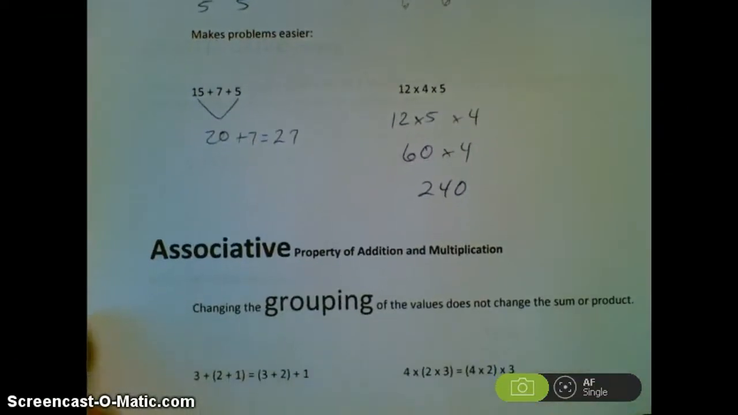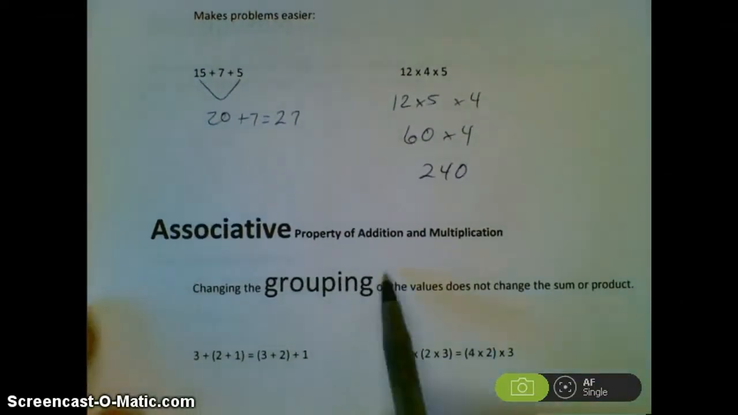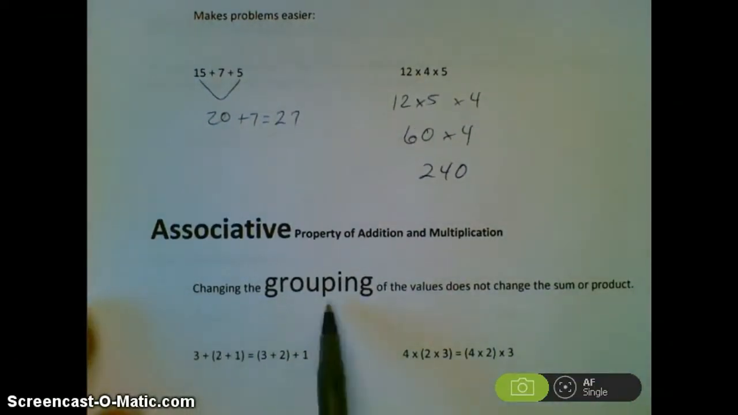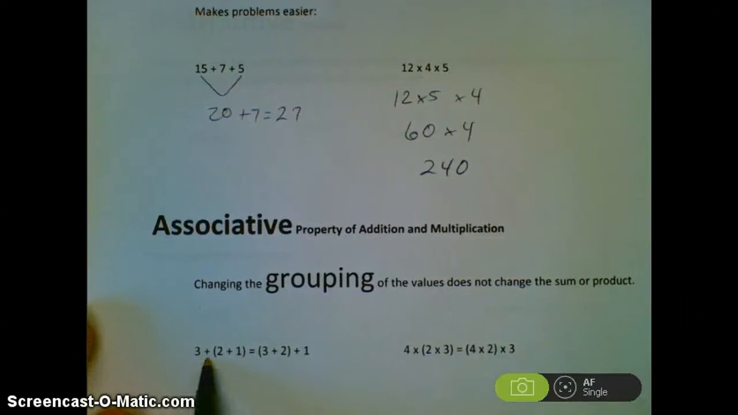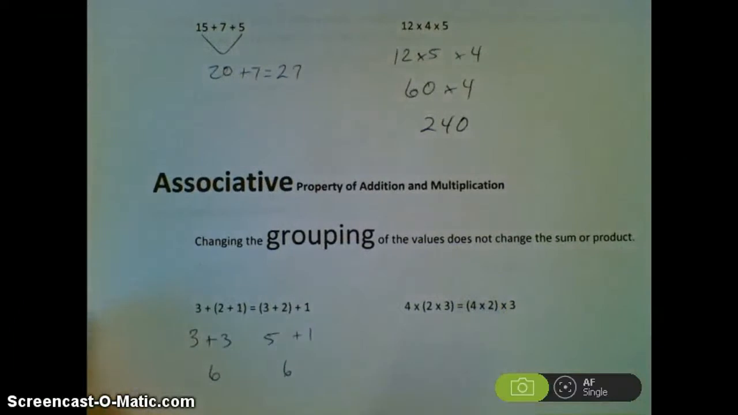The next property is the associative property of addition and multiplication. Changing the grouping of the values does not change the sum or product. So take this addition problem, 3 plus 2 plus 1. We do what's in the parentheses first, 3 plus 2 is 5, then 5 plus 1, that's 6. If I group this differently, 2 plus 1 is 3, 3 plus 3, that's also 6. So where I put my parentheses for a problem that is entirely addition doesn't matter.